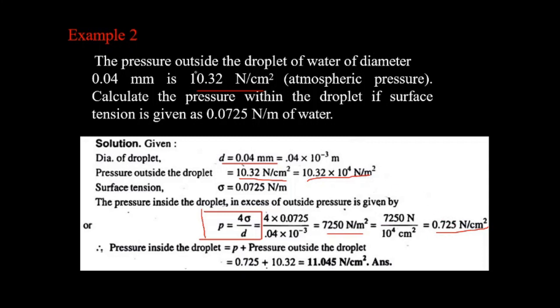Now, in addition to that, we have to consider the pressure outside the droplet, so just add it. You add the 10.32, the pressure outside the droplet. So P plus the pressure outside the droplet will be your answer, that is 0.725 plus 10.32. Thinking about the question is very important. Whenever they give outside pressure or atmospheric pressure, we have to add that atmospheric pressure to the pressure inside the droplet, the value which we got here.